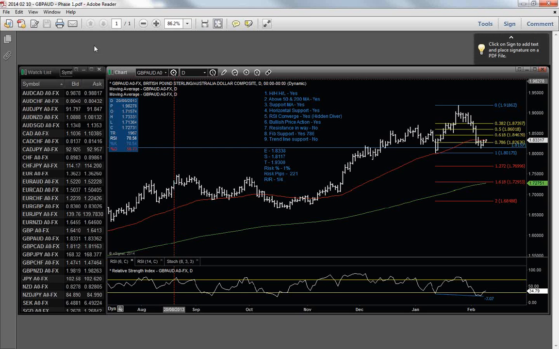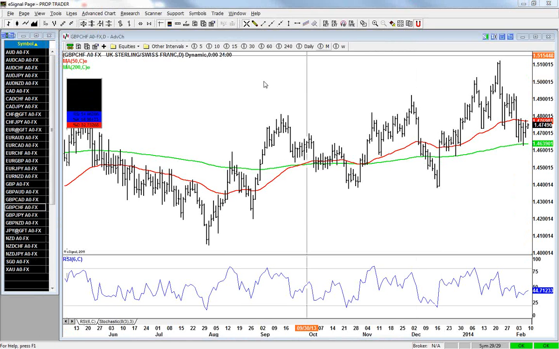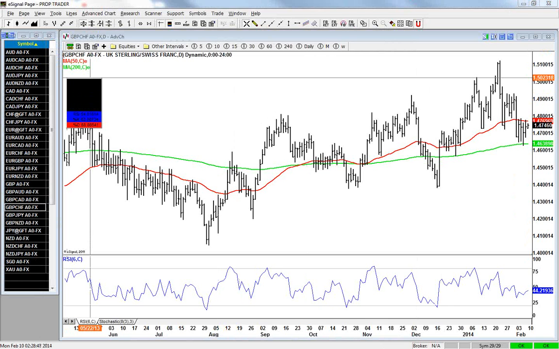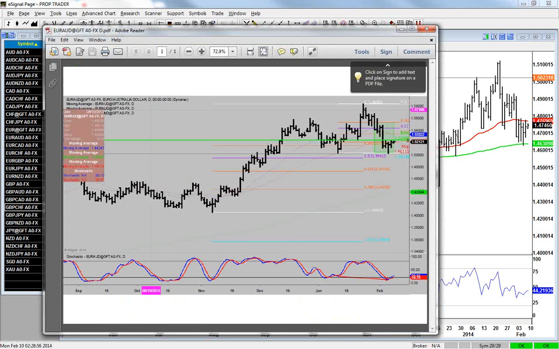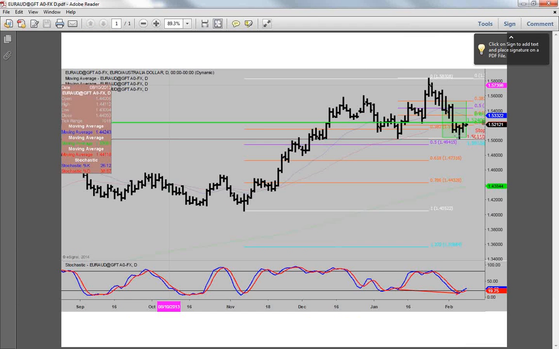Pound Aussie. Why are you doing that to me? Yes. Horizontal support. Okay. So the hidden divergence. Yep. Bullish price action, fib support, trendline support, all good. Fabulous work. And Euro Aussie, Pound Aussie. Okay, that's showing you that's okay. I would have gone from in here somewhere on your fib.